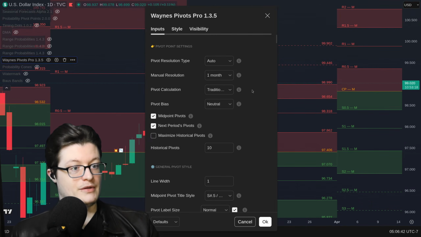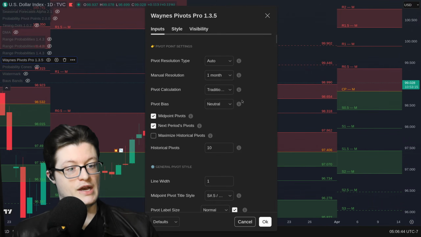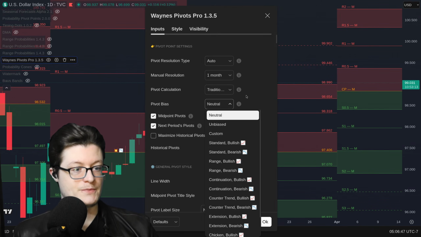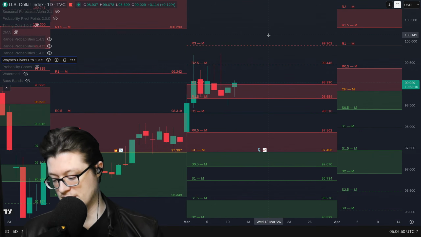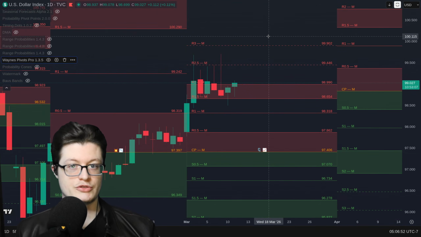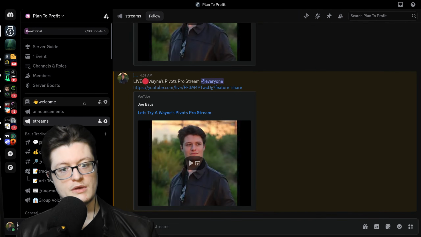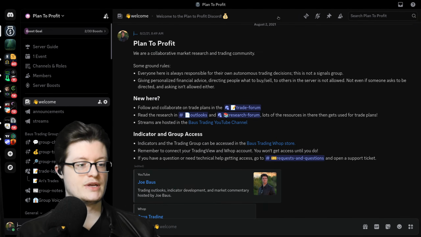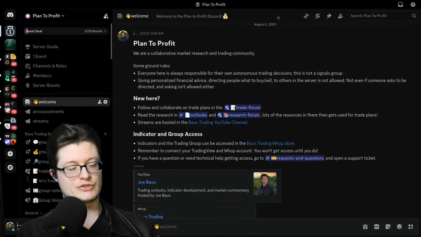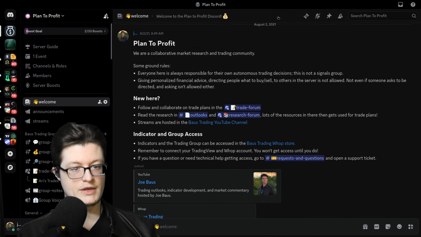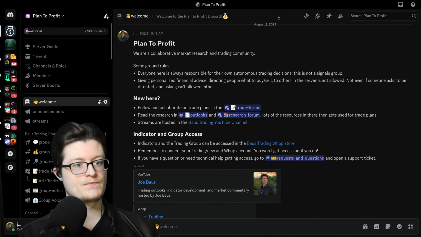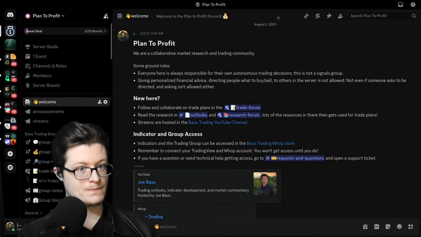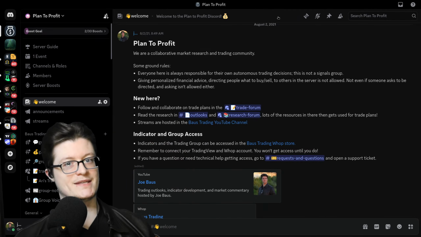And I'm going to say right now, a lot of people do not know how to set this correctly. The reason is they need to be doing good trade research. Every single person who buys Wayne's Pivots Pro automatically gets access to the Wayne's Pivots Pro role in the Plan the Profit Discord. This is the Discord where a lot of trade research is being done, and there's a trade forum where all that research hooks back into actual trade plans.